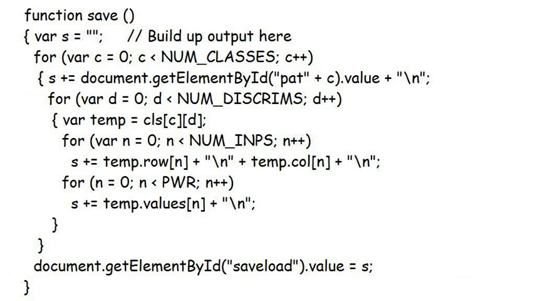Function save creates a string variable s in which all the output is built up before being dumped out into the text area. 2 nested for loops go through all the classes and all the discriminators in those classes, and for each discriminator, it adds all the row and column values of address lines to s, followed by all the stored values. These numbers are all separated by line breaks given by the \n characters in the code. Finally, the getElementById function built into the document object is used to copy everything in s into the text area.